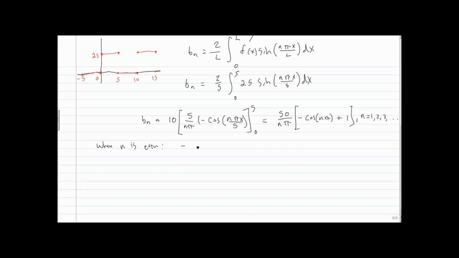When n is even, cos of n times pi equals 0. So whenever n is even, this term goes to 0, and b of n vanishes.